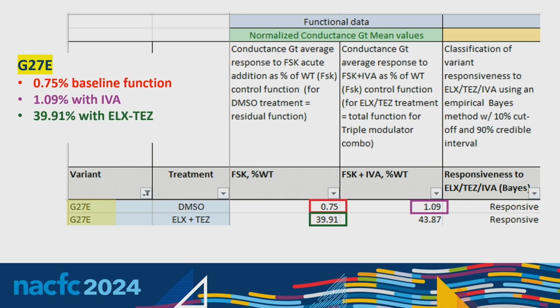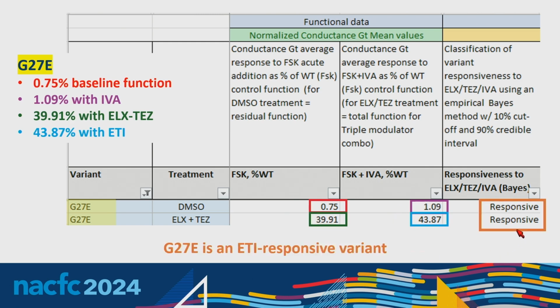When you incubate in the correctors, though, even without ivacaftor, suddenly you're at function of close to 40%. And then when you add ETI, you're actually at function now of 44% of normal. And so the 2 values that I think are most useful to look at are this upper left value of baseline and the lower right value of ETI. And those are the 2 values that were compared to determine that this is a responsive variant. Now, this one's fairly obvious. You go from 1% to 44% function. I think everybody agrees that's a pretty darn good responsive variant.